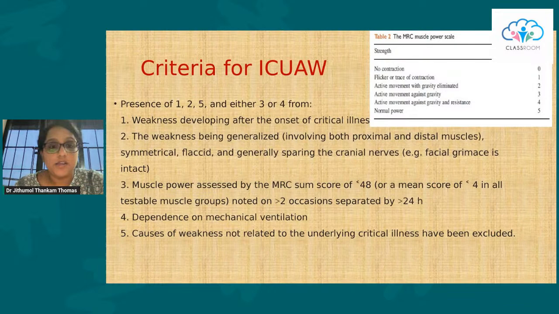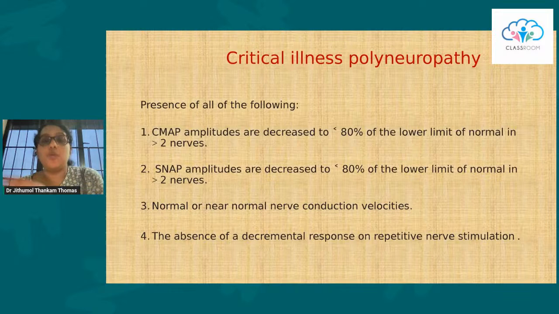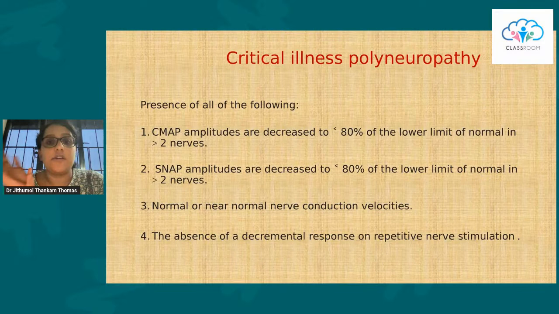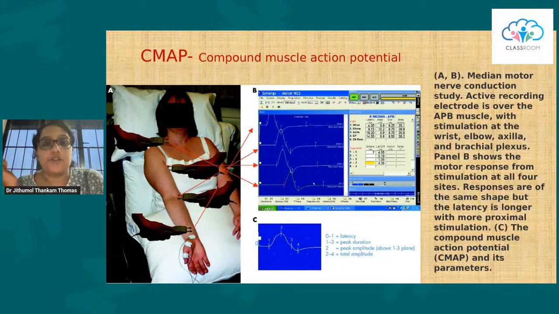Now, if you want to distinguish, is it a critical illness polyneuropathy or a critical illness myopathy? Clinically, it is very difficult to distinguish. You really cannot distinguish CIP as well as CIM. You need to do further electrophysiological tests. Now, I'm just showing you a slide on what are the electrophysiological tests. Basically, you need to do a nerve conduction study and an EMG.